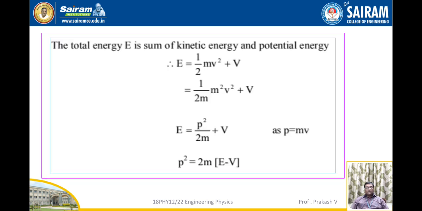Next, the total energy E is the sum of kinetic energy and potential energy. Therefore, the total energy E is equal to the kinetic energy, that is half mv square, plus the potential energy, that is V. It can be rewritten as 1 by 2m into m square v square plus V. Finally, the value of E can be written as p square by 2m plus V. Here p is equal to m into v. So the value of p square is equal to 2m into (E minus V).